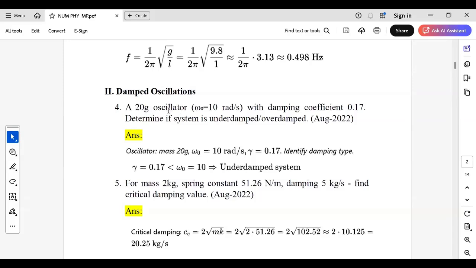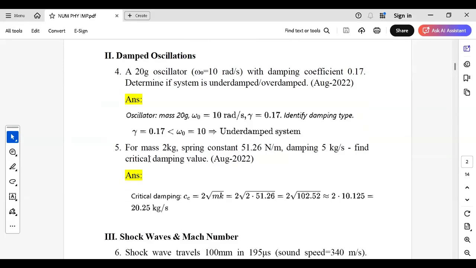A 20-gram oscillator with omega naught equal to 10 radians per second and damping coefficient 0.17. Determine if the system is underdamped or overdamped. So we have omega naught equal to 10 radians per second and the damping coefficient as 0.17. When the coefficient is less than omega naught, it is clearly an underdamped system, right? So moving on to the next question.